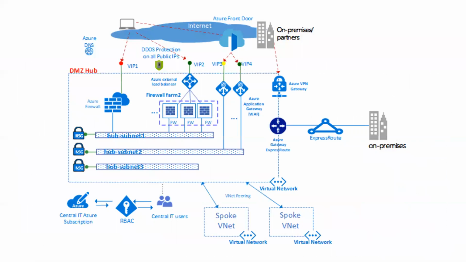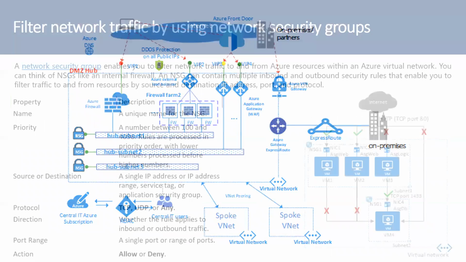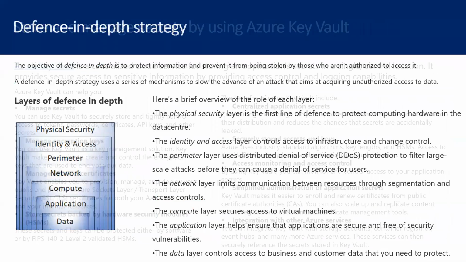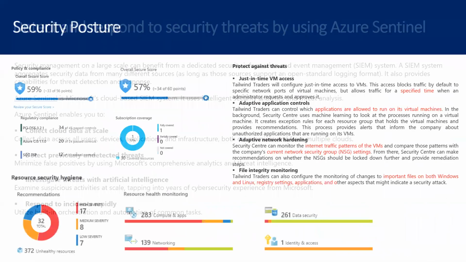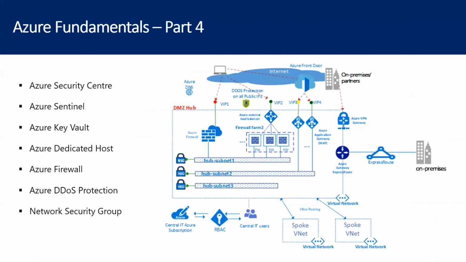So I think whatever we planned today, we discussed. I think one item we missed. We discussed Security Center, Sentinel, Key Vault, Firewall, DDoS protection, and network security group. We missed Dedicated Host. Azure Dedicated Host is nothing but, we discussed, right?